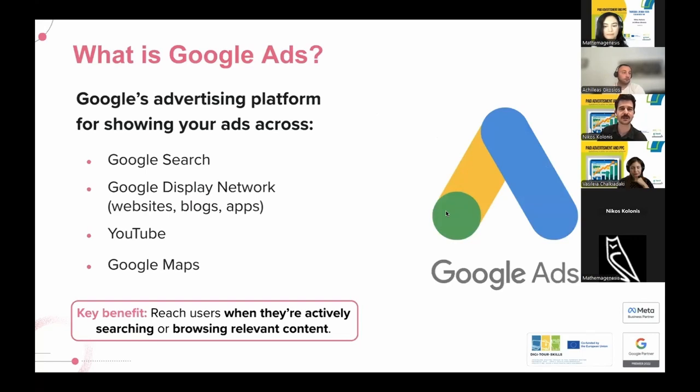Google Ads is basically Google's advertising platform for showing your ads across all of Google's advertising networks. That includes Google Search, the Google Display Network, YouTube, and Google Maps as well. There are others too, but these are the main ones. Now I want us to go through the main campaign types that one can set up in Google Ads and see why we might want to use those.